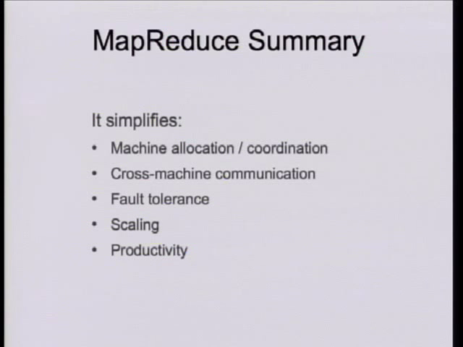So to summarize MapReduce and why this is such a great thing, it basically simplifies machine allocation and coordination. The programmer just really doesn't have to worry about it. There are a few permission things you set up, and it just goes. It handles all the cross-machine communication. You're not setting up RPCs. You're not trying to figure out sockets, nothing. You just emit key value pairs largely. It handles the fault tolerance. Something goes down, it comes back, dandy.